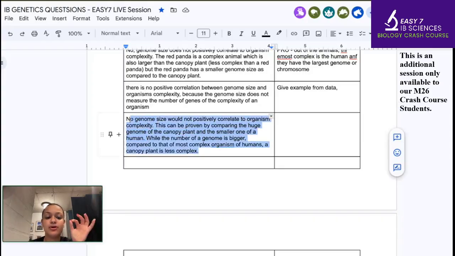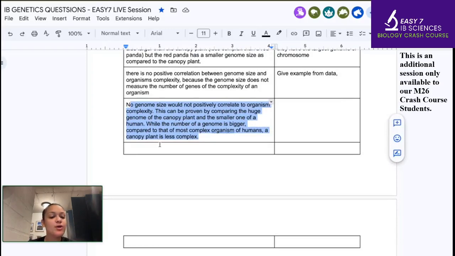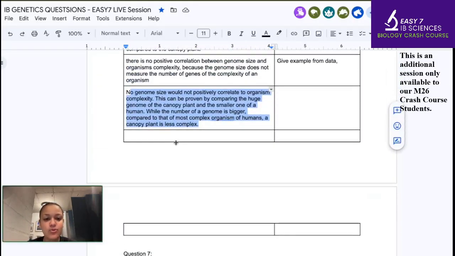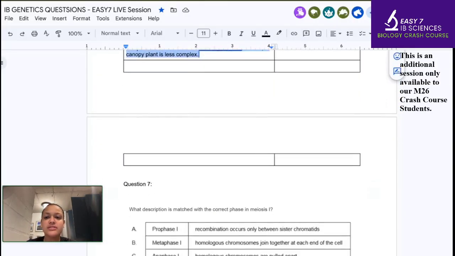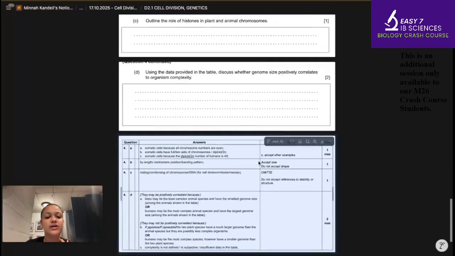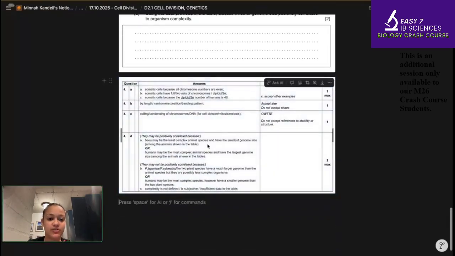Perfect. This is a perfect con, but guys, give me a pro, because in those discuss statements, I want both pro and con, okay? And this is how you guys are going to get those 7s. So make sure that you write a pro and a con. That would be my advice for you. And let's have a look at the mark scheme, because I did have it out here so you guys can actually see exactly what they've written.